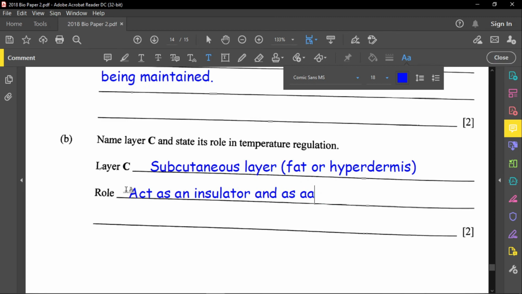And as a result, it keeps the body warm. So it helps to maintain your body temperature. You keep your body warm because we are warm-blooded organisms, and we maintain our body temperature. All right, so that is our answer for that part.